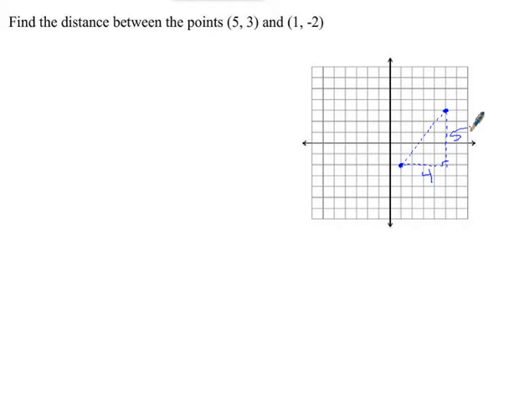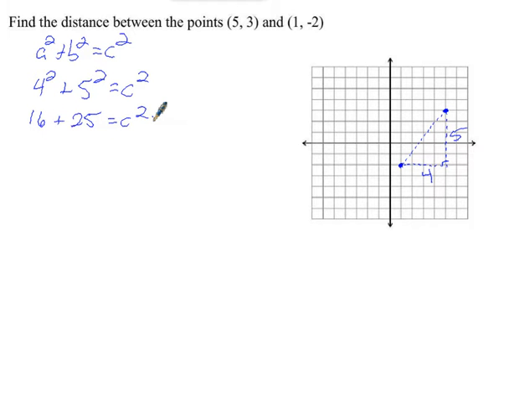Okay, so we're ready for the Pythagorean theorem. It is a squared plus b squared equals c squared. So that will be 4 squared plus 5 squared equals c squared. 4 squared is 16 plus 5 squared is 25 equals c squared. So that's 41 equals c squared. And then to get just c, remember you have to get just c. Some of you are forgetting that on your homework. You take the square root of both sides, and now you have c equals the square root of 41.